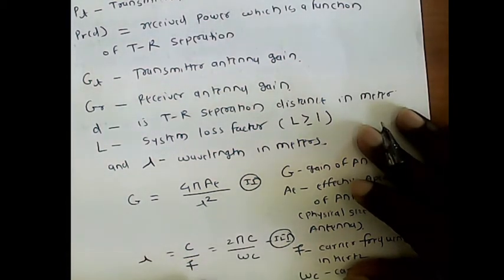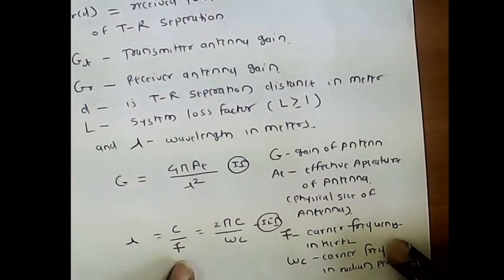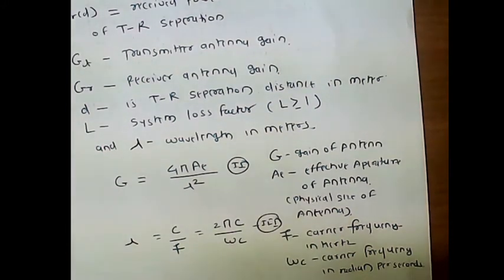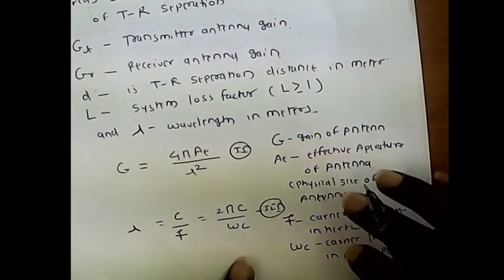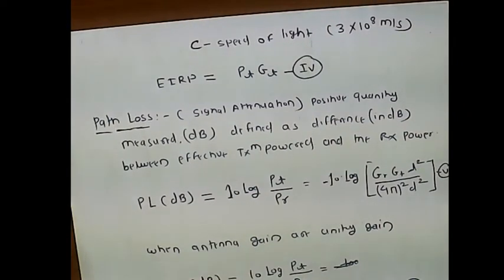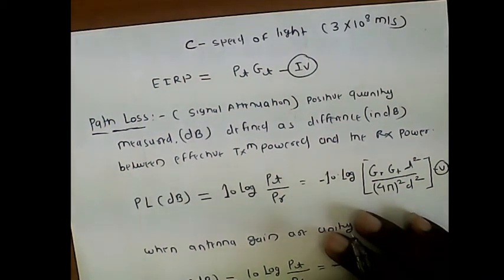So lambda is equal to c divided by f, where f is the carrier frequency in hertz, which can also be written in terms of the carrier frequency in radians per second: lambda equals 2 pi c divided by omega c, where omega c is the angular frequency in radians per second. Here c is the speed of light, which is equal to 3 into 10 raised to power 8 meters per second.